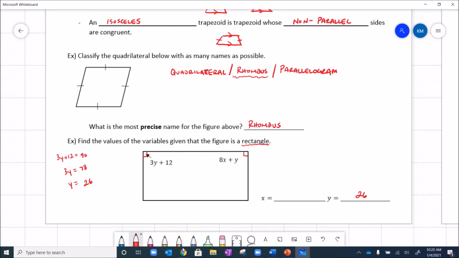8x plus y should also equal 90. The issue, though, is that we have x and y in the same equation, but since we found that our y is 26, substitute 26 for y and solve. 8x equals 64, and x then should equal 8. Okay.